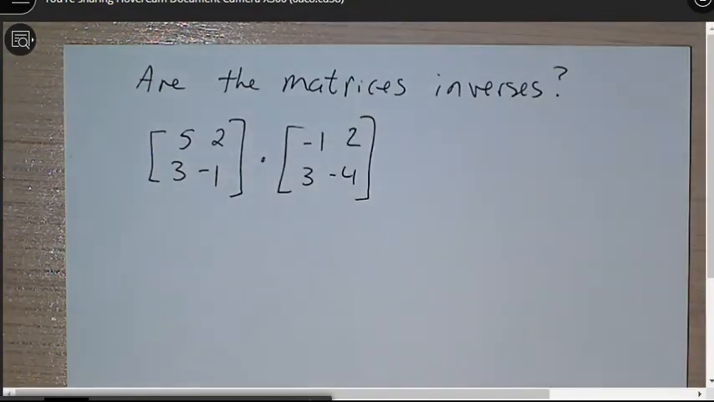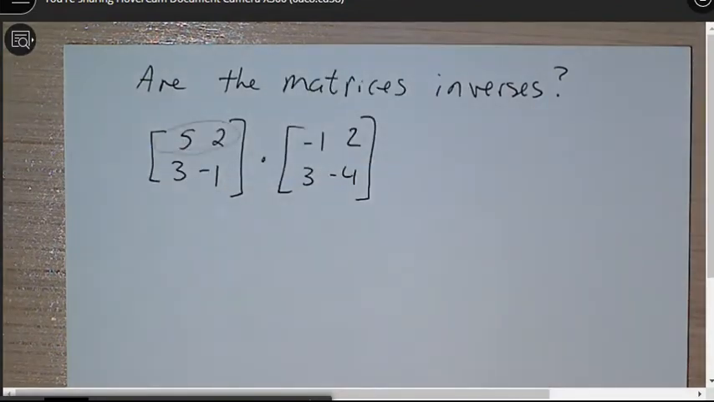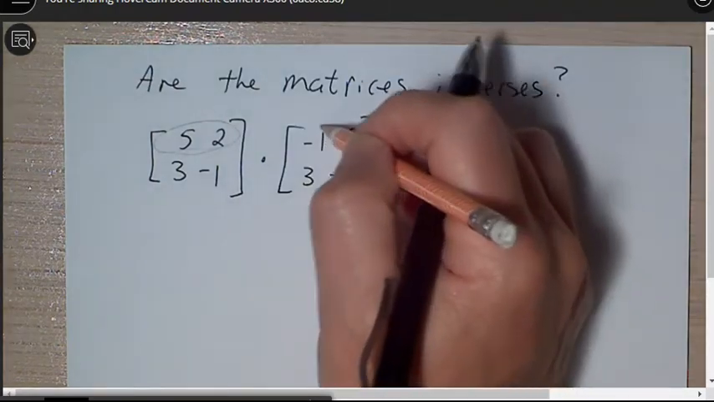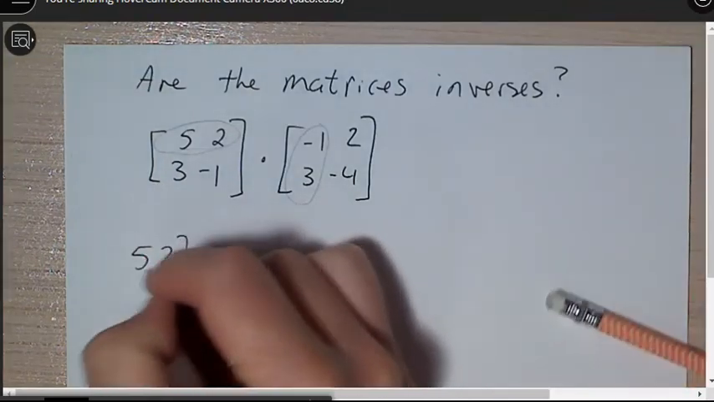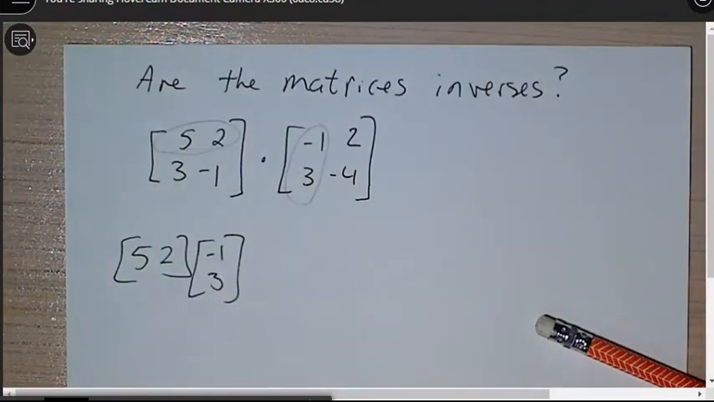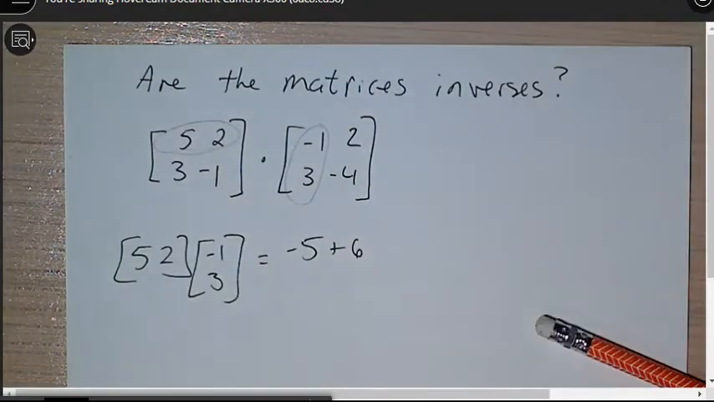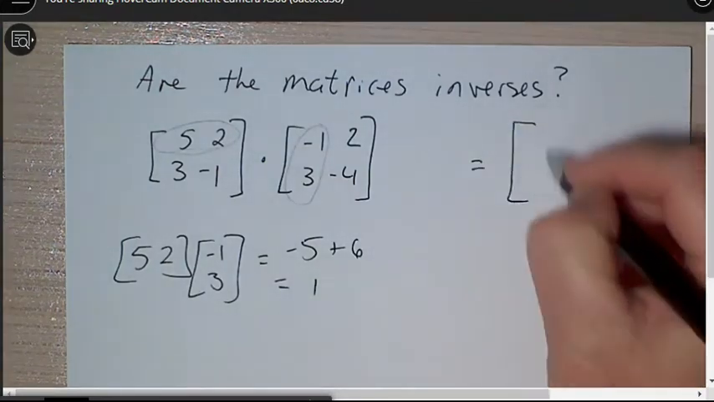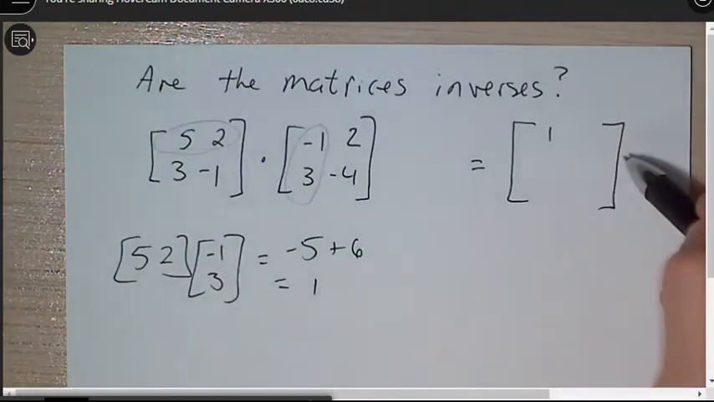Okay, so we're going to multiply these two things together and see what we can come up with. We're going to take row 1 and multiply it by column 1. So we take 5, 2, and multiply it by -1, 3. That's 5 times -1 for -5. Add that to 2 times 3, which is 6. Those two together are 1. So far so good. If that came out to be something other than 1, then you know that we're done. For the next part, we need this to be a 0.